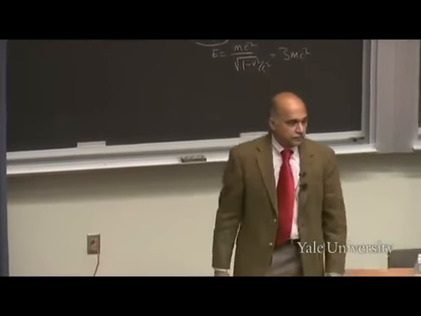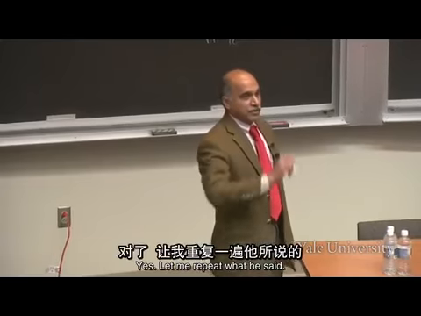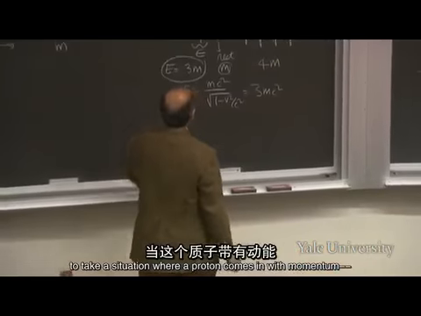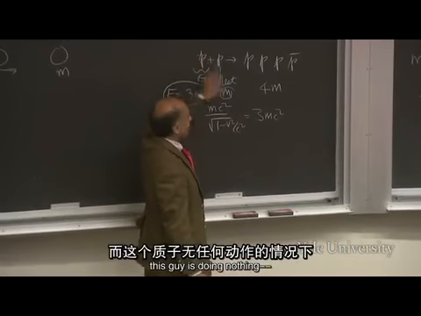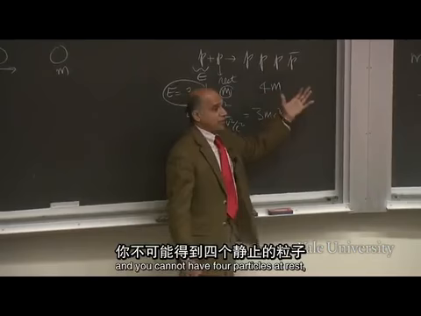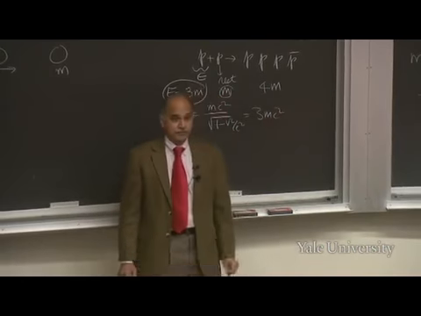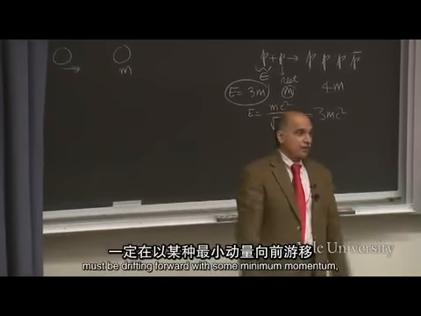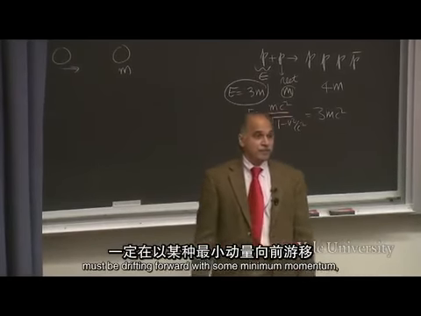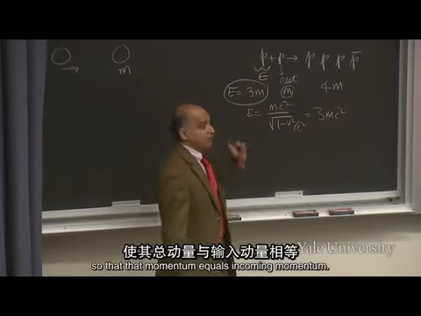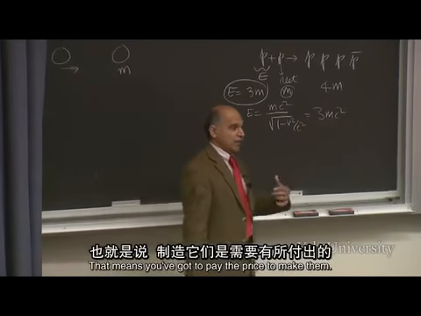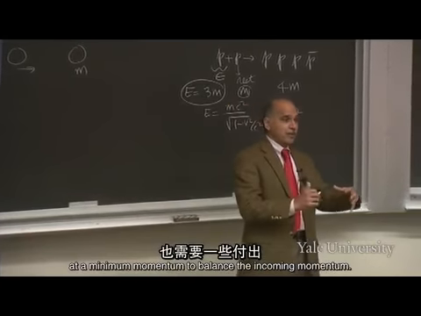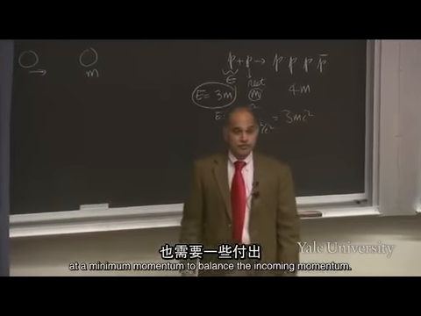Yes? To conserve momentum, they can't be at rest. Yes, let me repeat what he said. The law of conservation of momentum will not allow you to take a situation where a proton comes in with momentum, this guy is doing nothing, and you cannot have 4 particles at rest, because their momentum is 0. Therefore, the 4 particles produced must be drifting forward with some minimum momentum, so that that momentum equals the incoming momentum. That means you've got to pay the price to make them, and you've got to pay the price to move them at a minimum momentum to balance the incoming momentum.